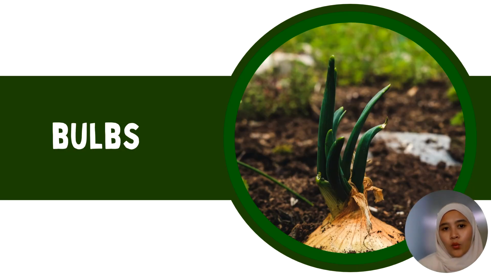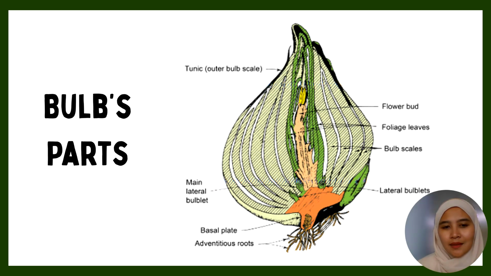Let's start with bulbs. Here's a closer look at the bulb's parts. It includes tunic, main lateral bulblet, basal plate, adventitious roots, lateral bulblets, bulb scales, foliage leaf, as well as flower bud.